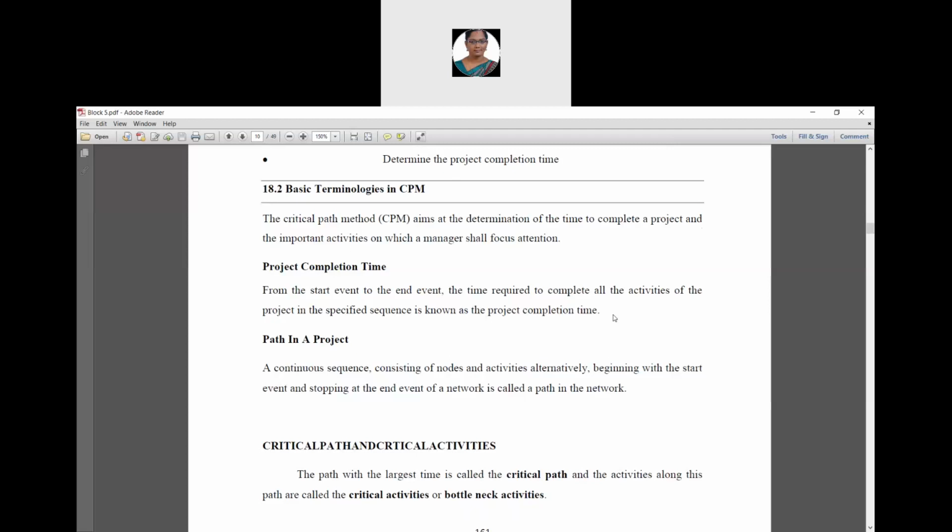Then, path in a project. It is a continuous sequence consisting of nodes and activities, beginning with the start event and stopping at the end event. That is what a path is.